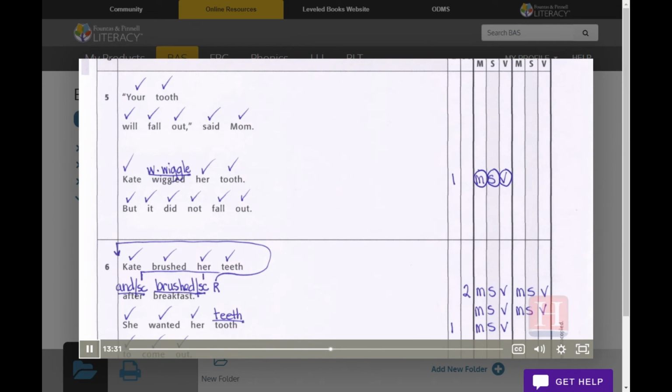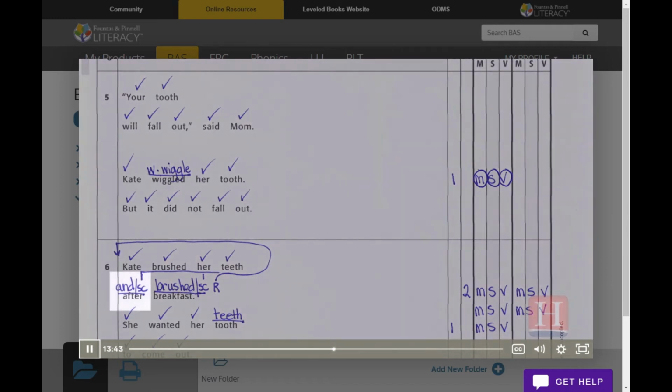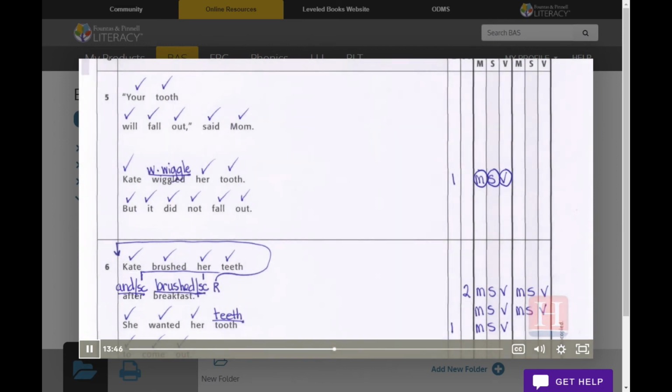On page 6, Roberto makes his first self-correction. So we'll analyze the errors first, and then we'll move to the self-correction. Error number 1. "Kate brushed her teeth and." Would that error make sense in the story? Yes. Syntactically, could we use "and" for "after" in the sentence? Yes. Are there visual similarities between the words? Yes. So for this error, circle the M, S, and V because the reader used all three sources of information.